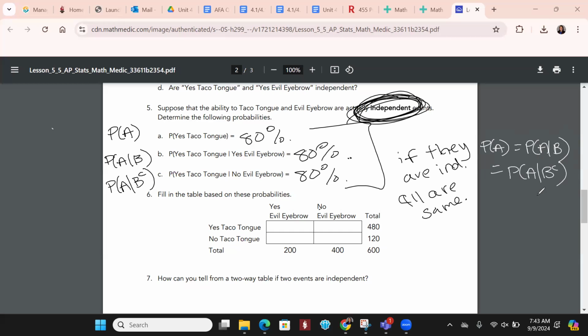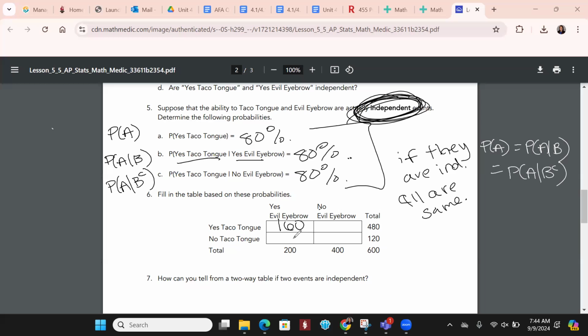Okay, so kind of like what David just said, what would our data actually look like? Let's take a look. Here are our totals. Now we want to fill in here. We said that we want 80% of the yes evil eyebrow to be yes taco tongue. Bear with me on this. Out of the evil eyebrow yes, we want 80% to taco tongue. So what's 80% of 200? 160. So we're going to fill in 160.